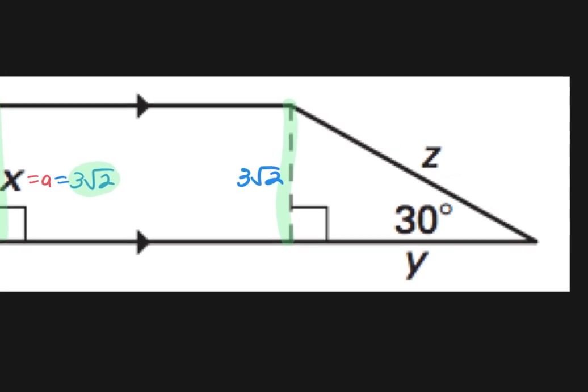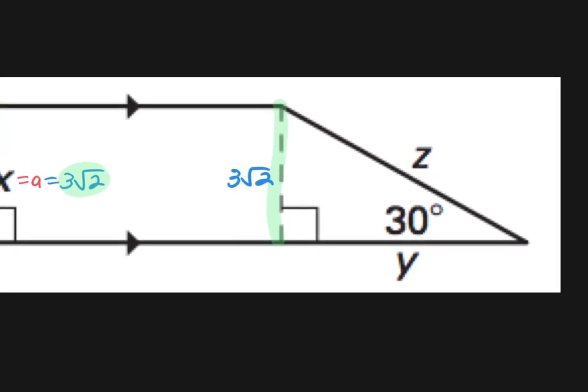And now I'm dealing with the triangle on the right, which is a 30, 60, 90 triangle.